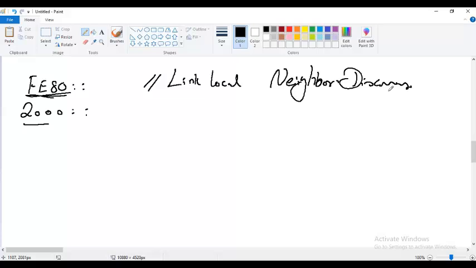Link local address. Now this address starting with 2000, it can be 2000 or 2001 or 2002, 2003, whatever, can be anything. If it starts from 2000, it is called global unicast address. Global. Now, this is the address that we will be using for communication.